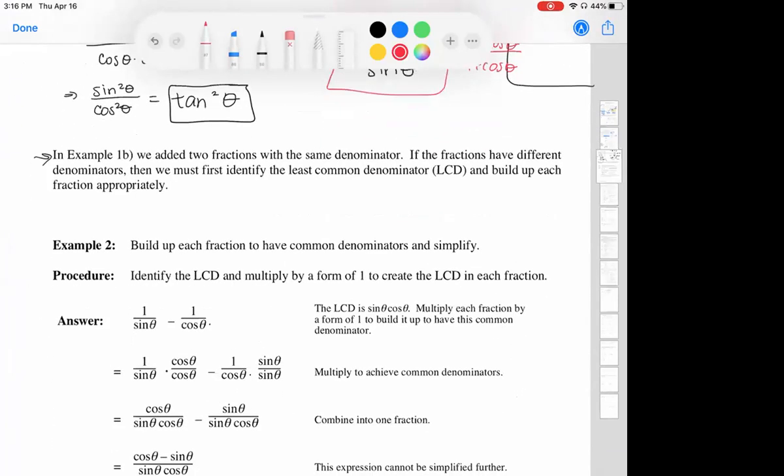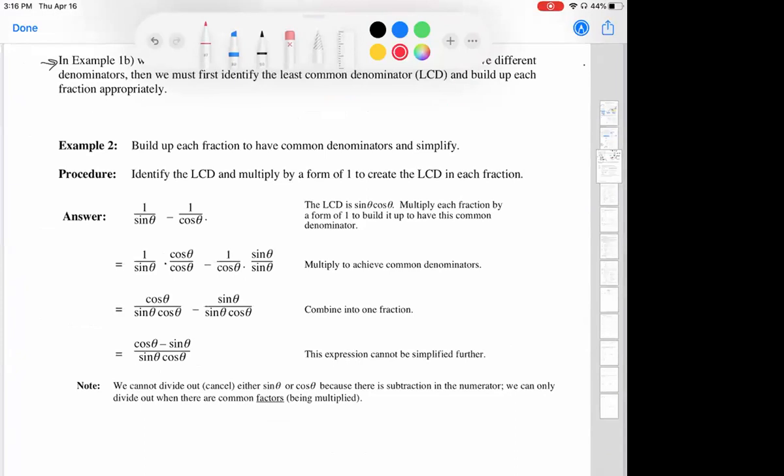In example B, we added 2 fractions with the same denominator. If the fractions have different denominators, then we must first find the least common denominator, the LCD, and build up each fraction appropriately. Example 2: rewrite each fraction to have a common denominator and simplify. Identify the LCD and multiply by a form of 1 to build each fraction to the LCD.